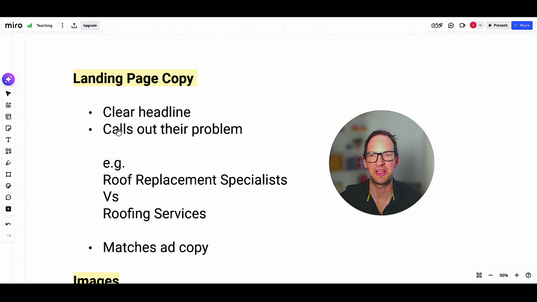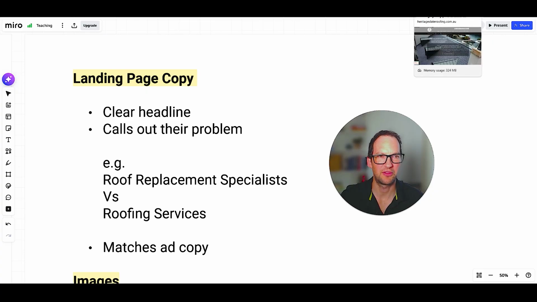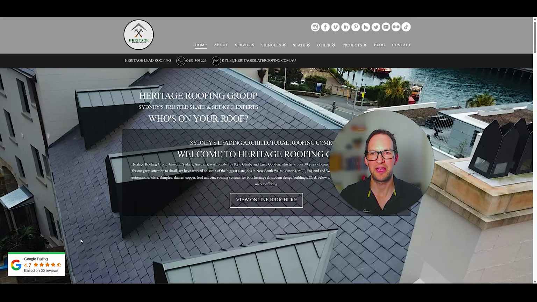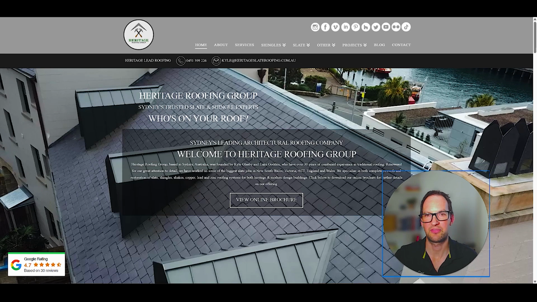The first thing you want to start with on your landing page is a clear headline that calls out their problem. So if we look at this page, for example, this is just a page I found. No disrespect to this page, but if someone was looking for a roof replacement, it would actually be quite hard for them to realize if they're in the right place, because the headline is just the name of the company. They're trusted slate and shingle experts, who's on your roof. So it doesn't really say what they do and what problem they solve. And there's a whole bunch of very small text, which is hard to read, especially for the types of customers you might be attracting, which are probably homeowners in their 40s or 50s, whose eyesight isn't as good as it used to be.